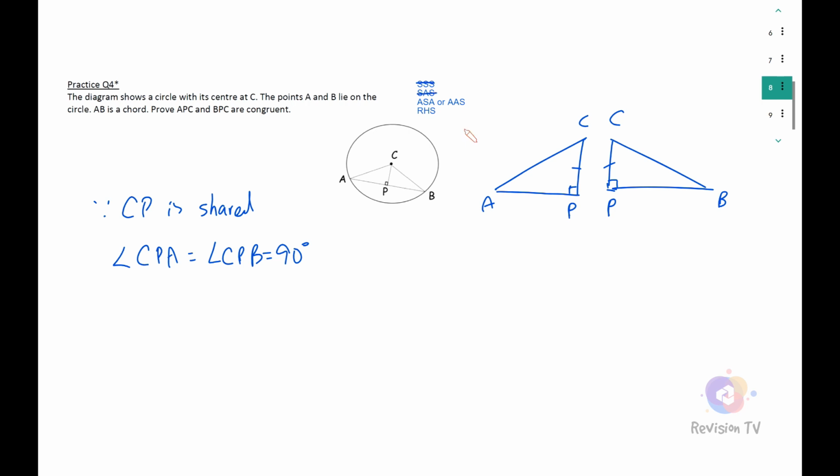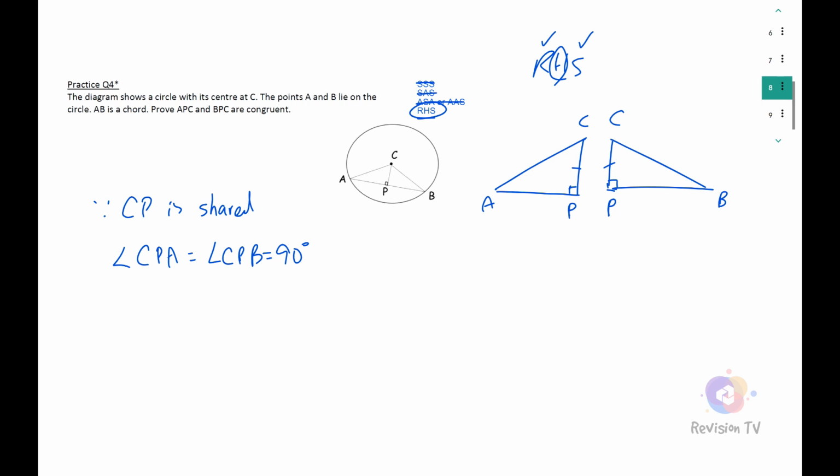So right angle, that's what you need, RHS. So in the RHS, what have you fulfilled in here? Which of the two letters have you fulfilled in this condition? CP is not a hypotenuse, it's a side. So you have done a side, you've got the right angle. What you need to show is the hypotenuses are equal. Hypotenuses are the CA and the CB. They are equal because they're both radii. They're both radius. Radii, plural form, radii.